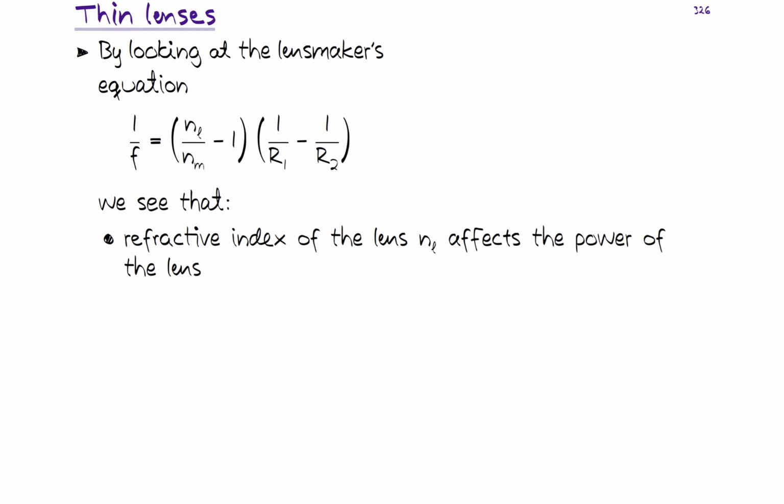So we see, for example, that if we change the refractive index of the lens NL, the power of the lens is affected. This is usually not the strongest way to modify the lens.